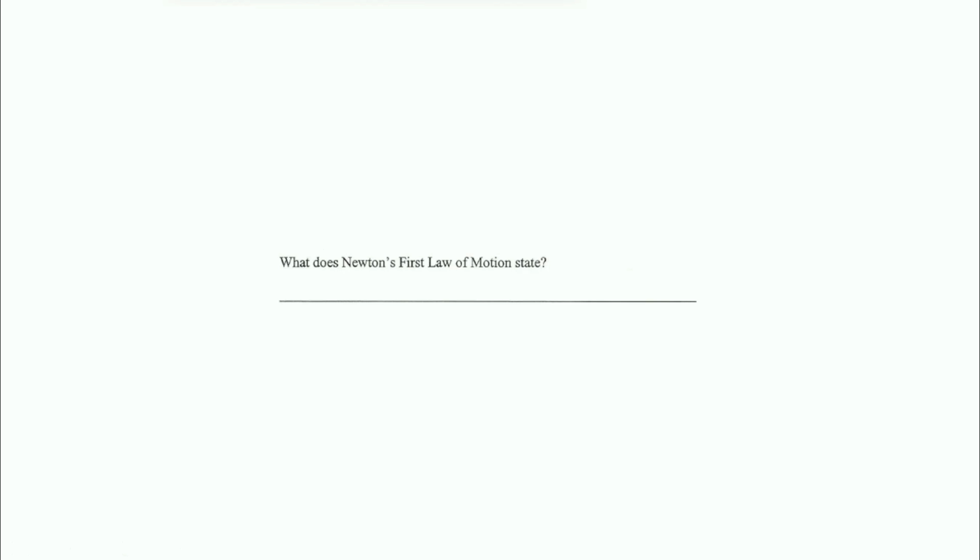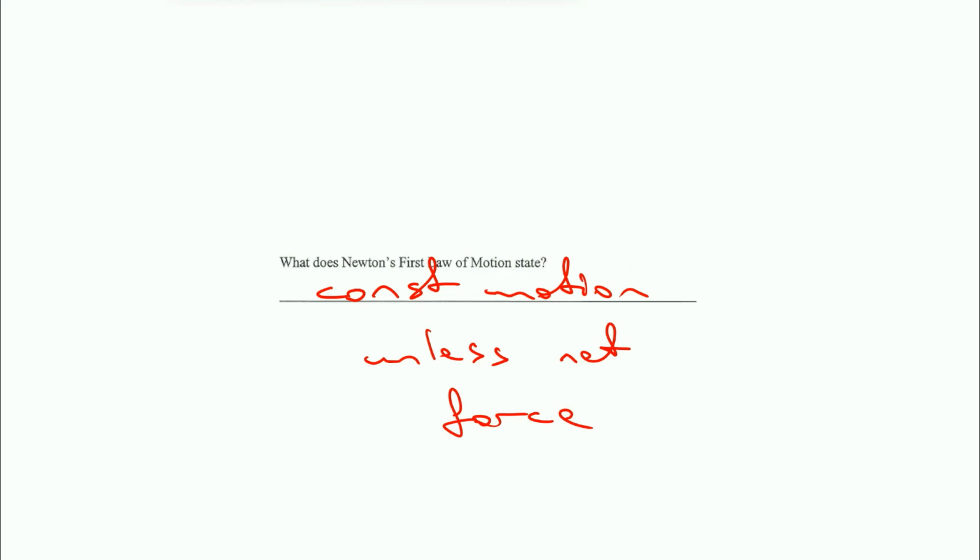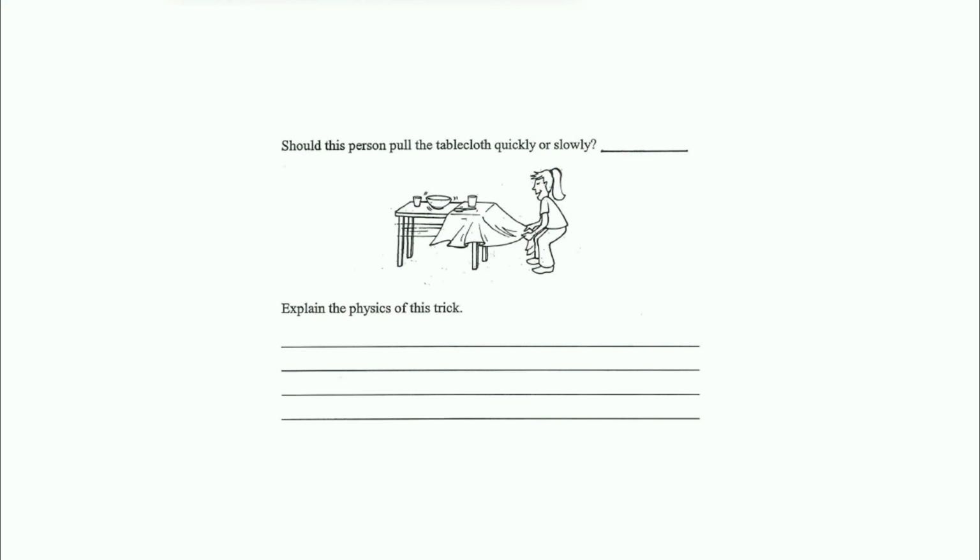What does Newton's first law of motion state? Oh goodness, I don't really want to write it down because I can't be bothered. Constant motion unless a resultant or net or unbalanced force. There we go. If you wanted to spell out the whole thing, you would say something like an object will remain in constant motion unless acted on by an outside resultant force.